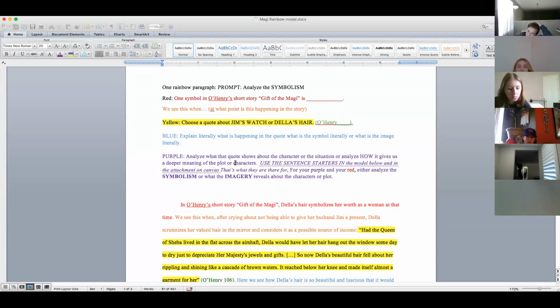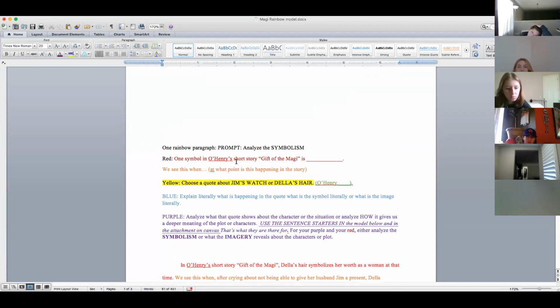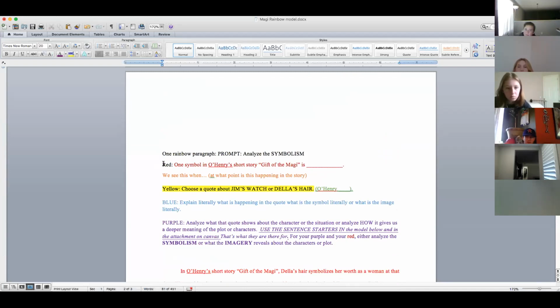Okay, so in your paragraph, your red is going to mention symbolism, the author's name, the genre, the title, and then of course what the symbol is and what it represents. Your orange is going to give us a lot of detail so that we can be prepared for the quote. Your orange should tell us what state Della or Jim is in emotionally, what's going on, what's the conflict, what's the problem, why are they upset, and what time of year it is.